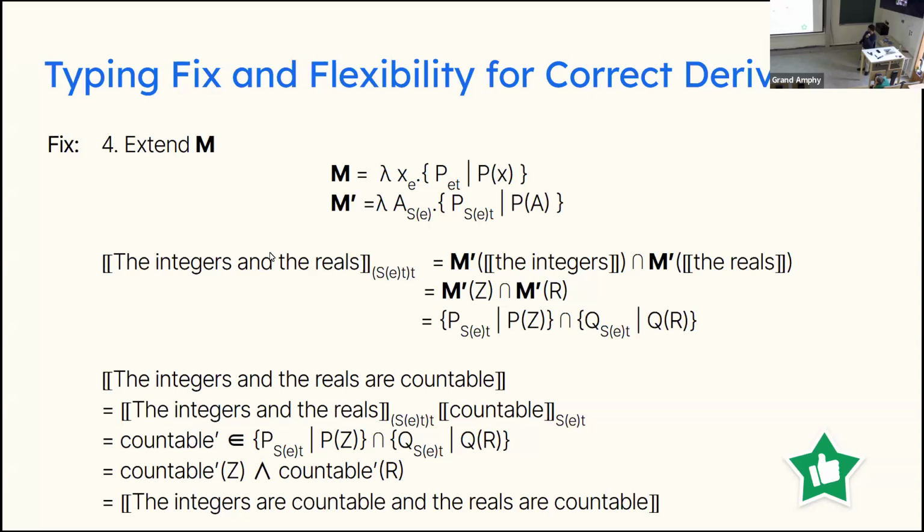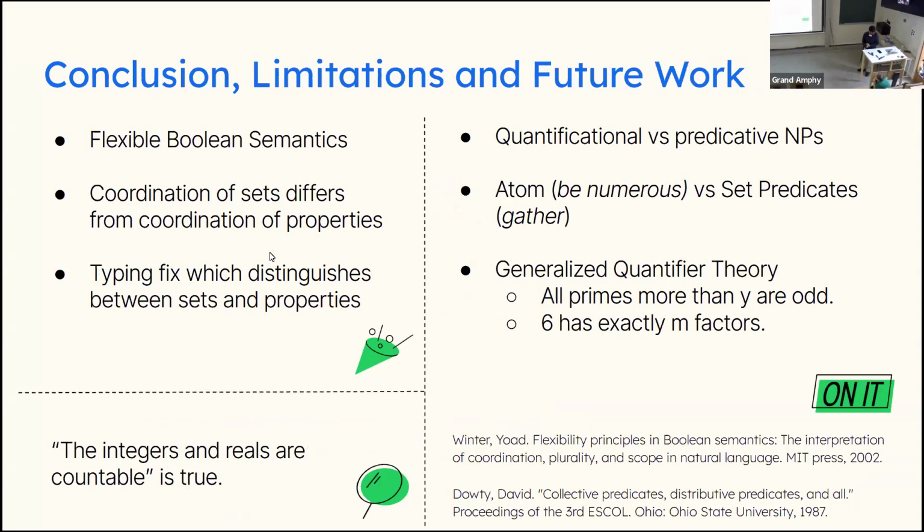So we did a few things. We changed the type system and changed the operators a bit, so that we can distinguish between properties and sets in our types, using our types themselves. So this was about distributive predicates. I have not mentioned collective predicates, but in the same setting, there are ways to analyze collective predicates as well. So we saw flexible Boolean semantics. We saw how coordination of sets and coordination of properties differ, and we saw our possible solution to model this by changing the type system a bit.